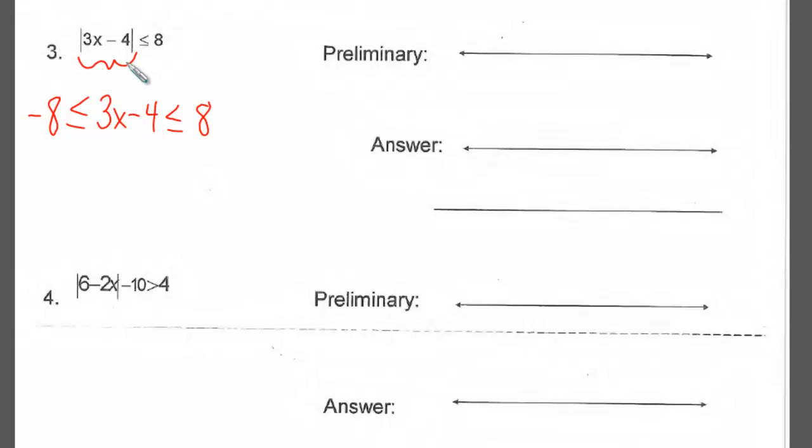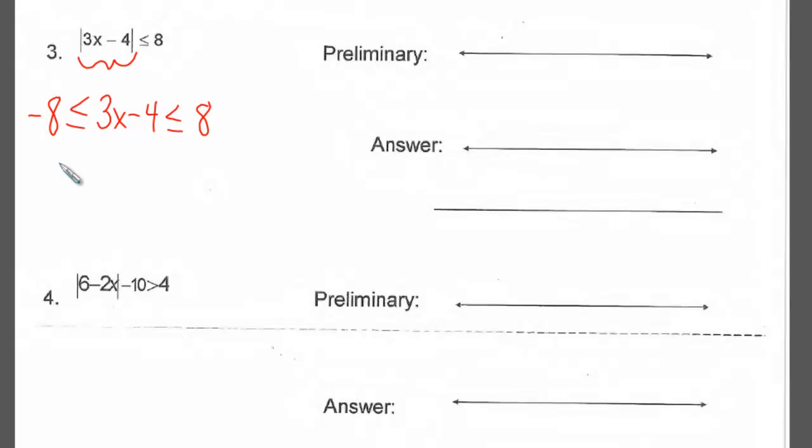So what is inside the absolute value symbol comes out exactly the way you see it. On the left-hand side is the negative piece. On the right-hand side is the positive piece. Both inequality symbols are less than when we're talking about less than or equal to. Now we treat this just like an equation.